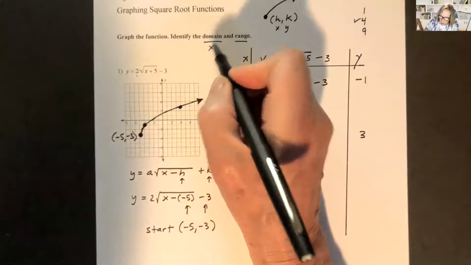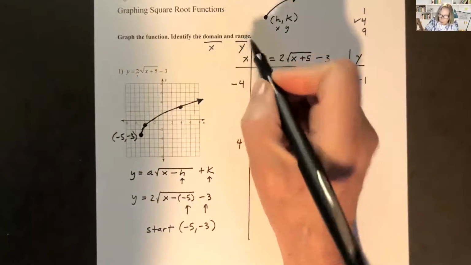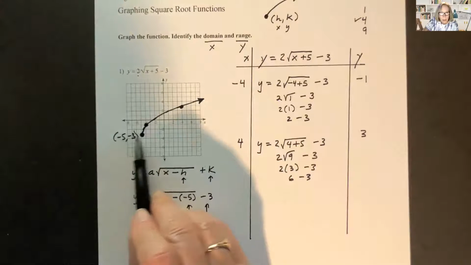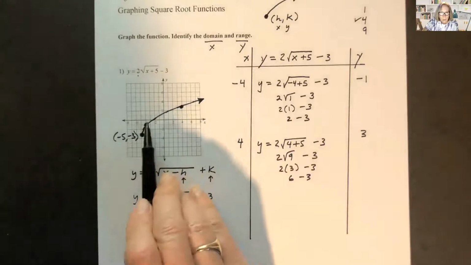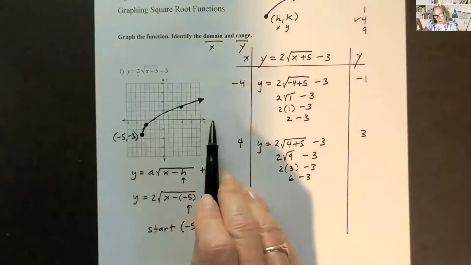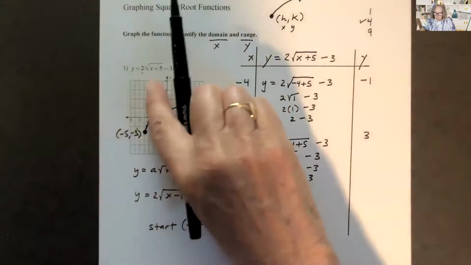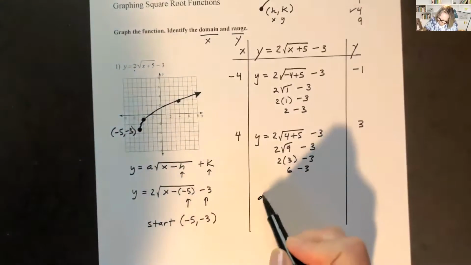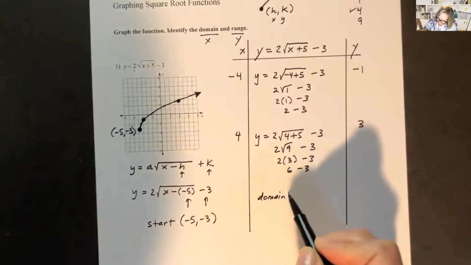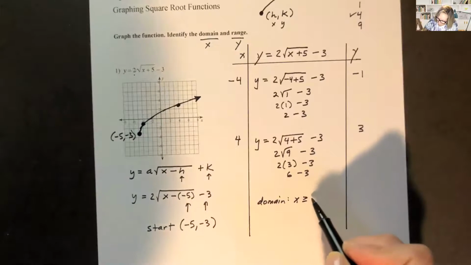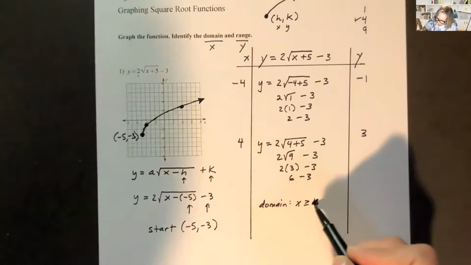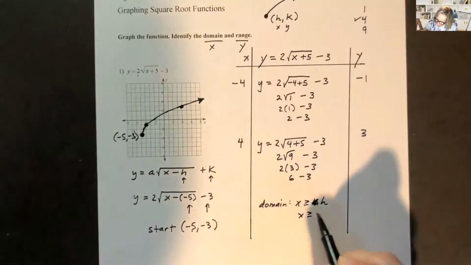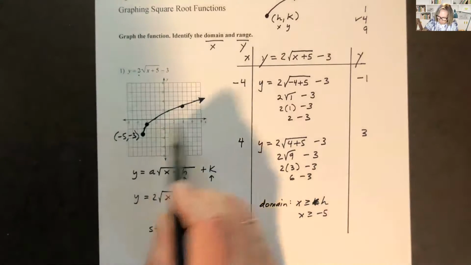Remember, the domain is all the possible x values, and the range is all the possible y values. So if we look at the graph, I see that x never goes to the left of negative 5, does it? This graph is only visible from negative 5 and to the right on the coordinate plane. To the left of negative 5, that graph's never going to turn around and go over there. So the domain is always going to be x is greater than or equal to h, which is negative 5. Okay, so x is greater than or equal to negative 5 is the domain. It never goes to the left of negative 5.